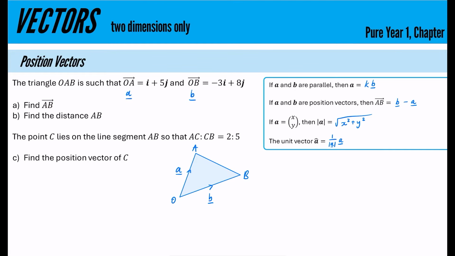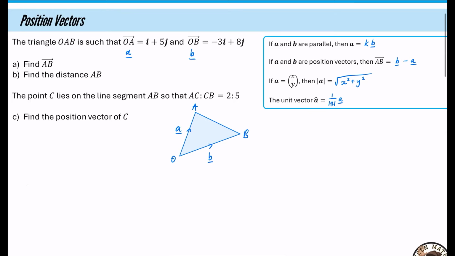Now, AB, we know the shortcut from the little blue box. The shortcut for the vector AB is going to be B minus A. And I'll just show you on the diagram why that works. To go from A to B, we have minus A, because we're going the opposite direction, plus B, in other words, B minus A.